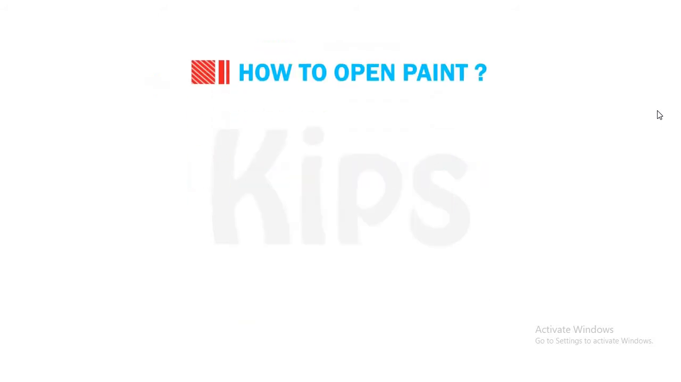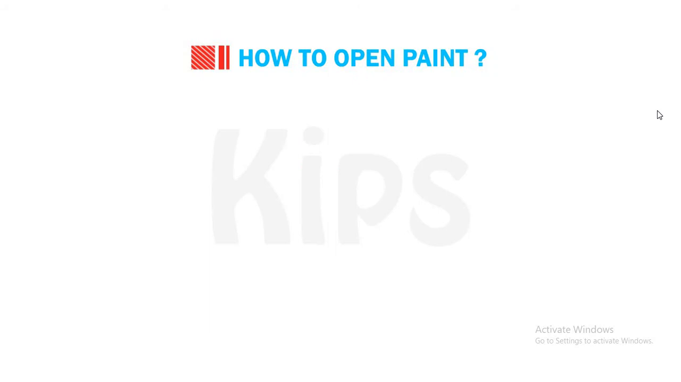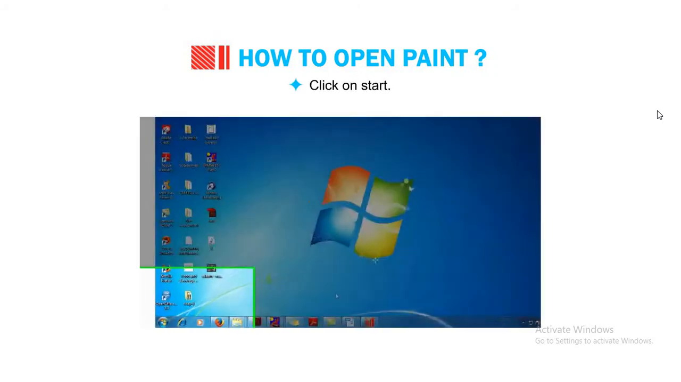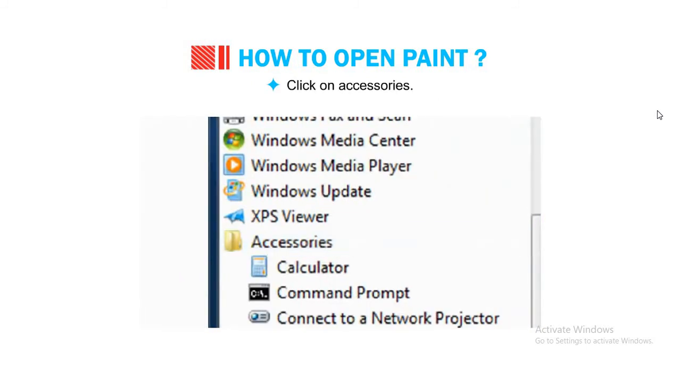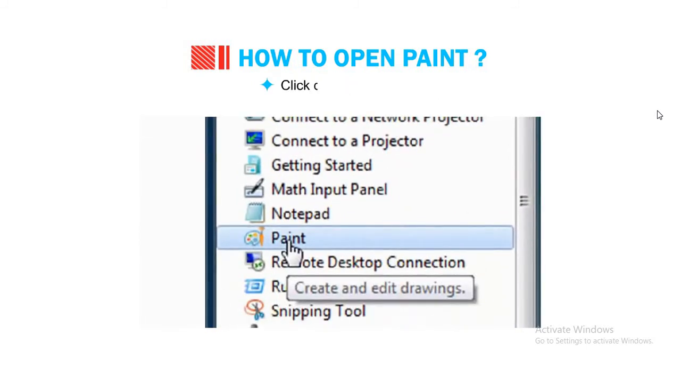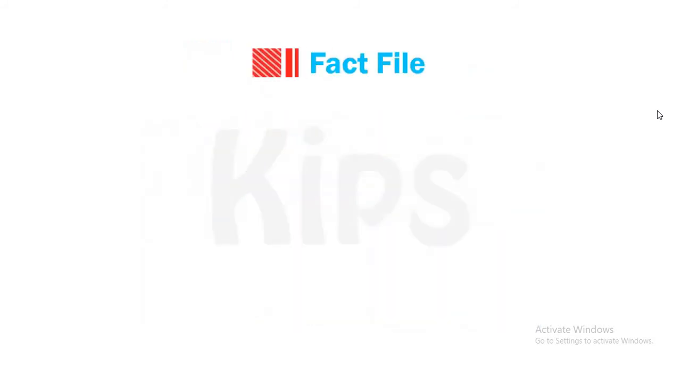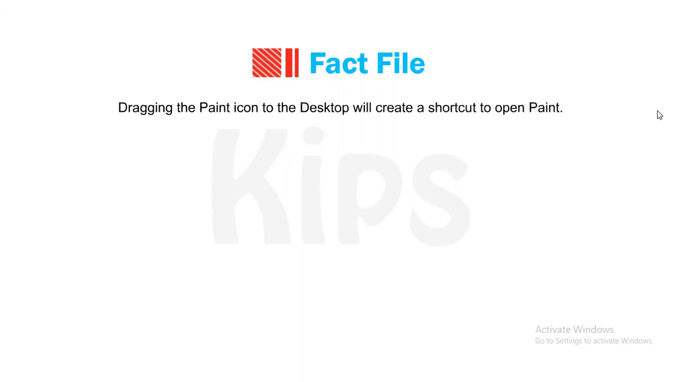Students, let me tell you how to open Paint. Click on Start. Choose All Programs. Click on Accessories. Click on Paint Program. Let me share an interesting fact with you. Dragging the Paint icon to the desktop will create a shortcut to open Paint.